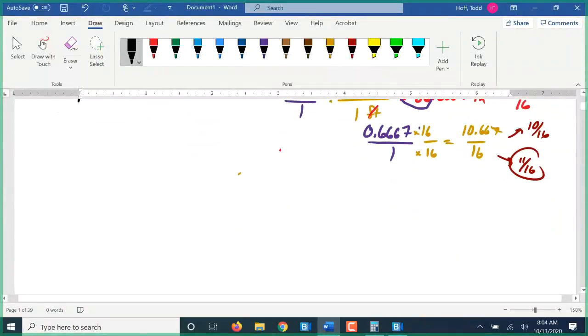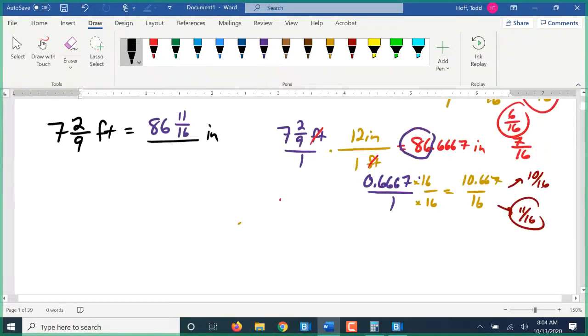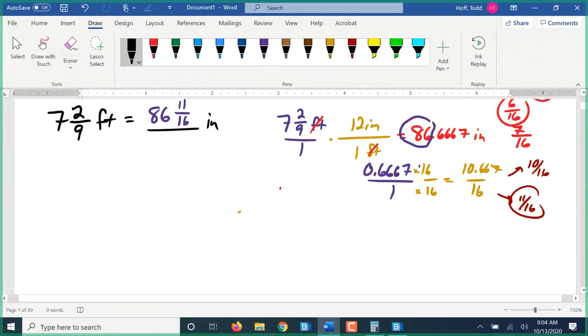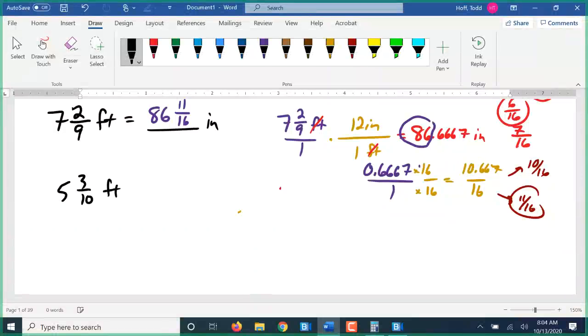I'm going to have you guys try one of these in your notes here quick. Let's do 5 3/10 feet. I'm just going to have you convert that to inches to the nearest 16th of an inch.